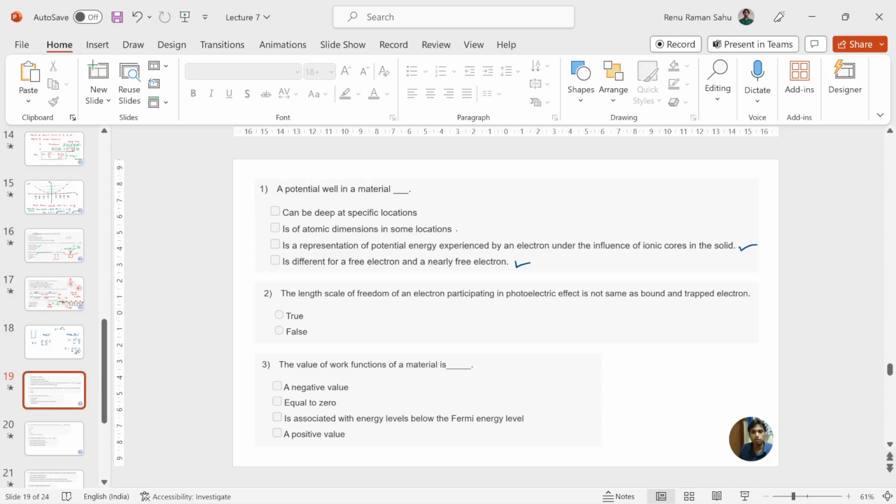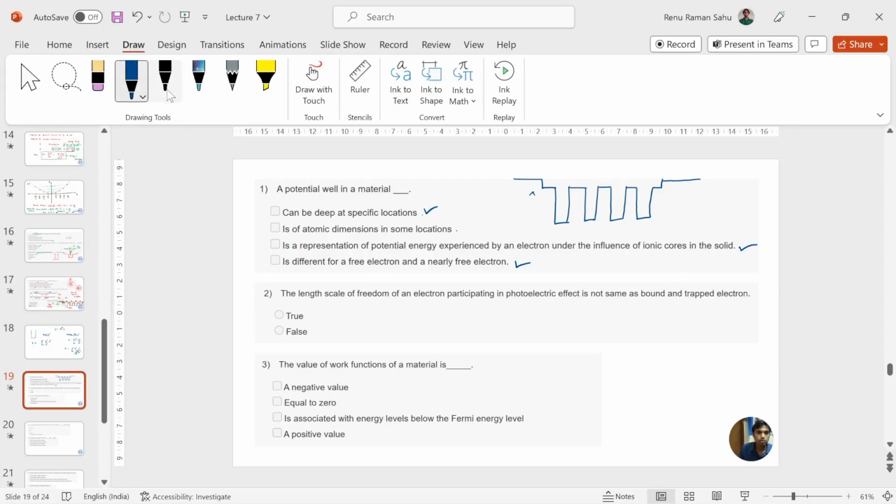Is this correct or not? I'm not understanding that atomic dimension. Are we talking about the lattice energy? We are talking about the potential well in a material. Okay, so it can be deep at specific locations. Is this true or not? It is really deep. Yes, it can be deep. We talked about this depth.